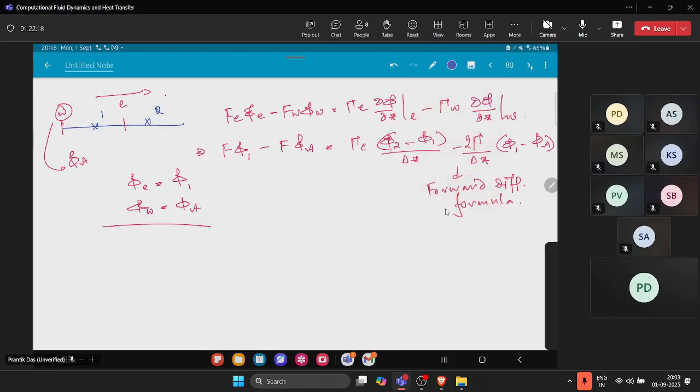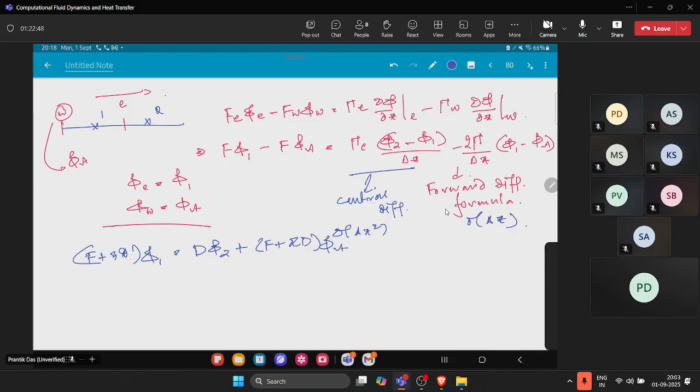This one is central difference, whose order of accuracy is delta x squared, which is second order accurate. This one is delta x, which is first order accurate. Okay. So now this equation can be simplified. So this becomes a plus pd phi 1 equals to d phi 2 plus a plus 2d phi a. So this one is d equals gamma by delta x, as I have said earlier.